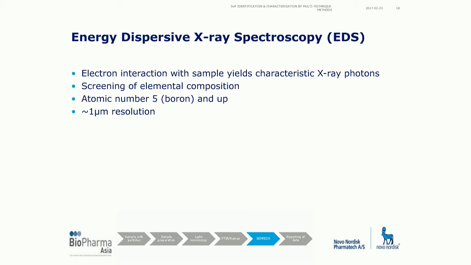Energy dispersive X-ray spectroscopy is then a method that we can use, since the electron interaction between the sample and the electron beam from the microscope yields characteristic X-ray photons. The energy of these X-ray photons depends on the elemental composition of the particle. Using this method, we can screen from atomic number 5, meaning boron, and upwards in the periodic table. And we can achieve micron resolution using this method.